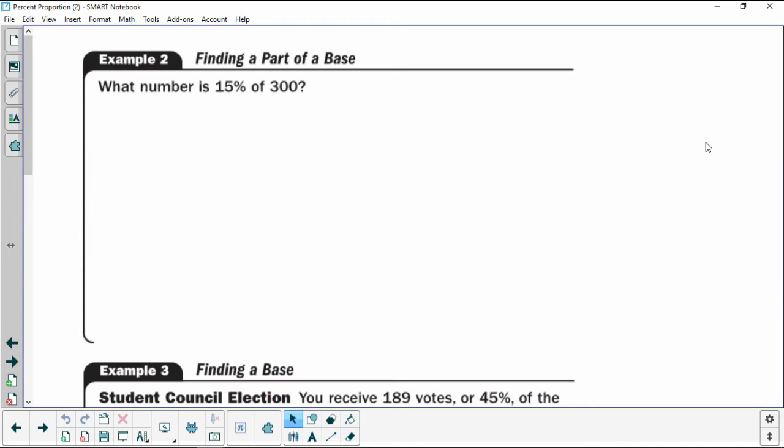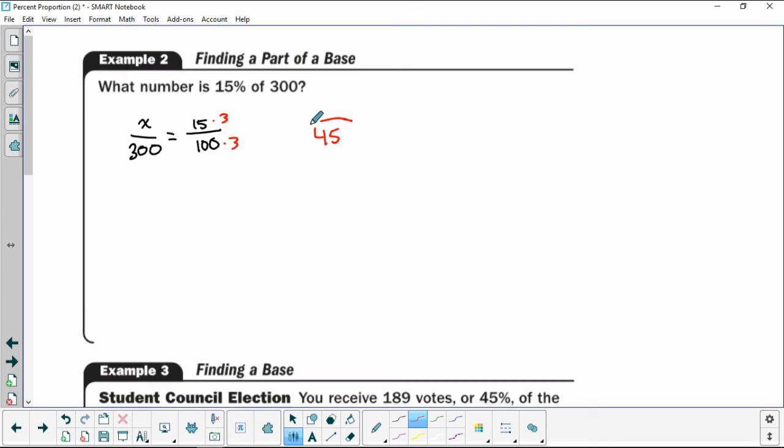Okay. So, finding a part of a base. What number is 15% of 300? So, I always have 100 as one of the numbers in my proportion. I know the percent this time, so I'm going to put 15 over 100. That's what 15% means. 300 is the total. You can solve this a variety of ways. You could do a cross product. You could also think, well, 100 times 3 is 300, so 15 times 3 will give me my answer. It's 45. Not 45%, just 45.